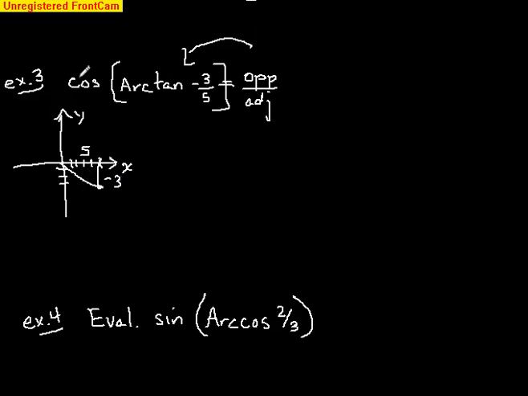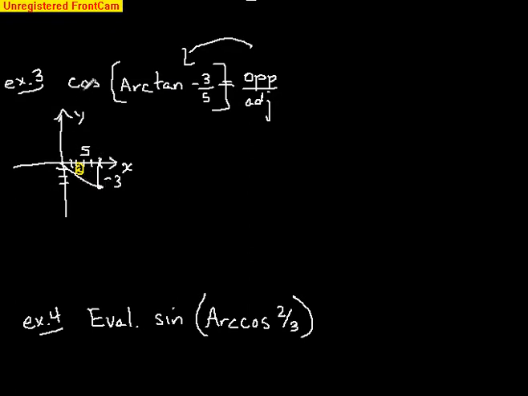Okay, what we have to do is find the cosine of this angle. Here's the angle right here. We want to find the cosine of this angle. We don't actually have to figure out the angle yet, because when we do the cosine, we really just need the sides anyway. We don't need to figure out what the arctan, what that angle actually is. We just need to draw the triangle.